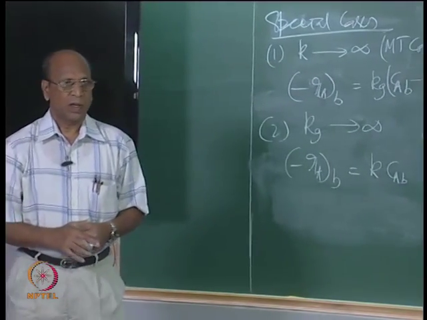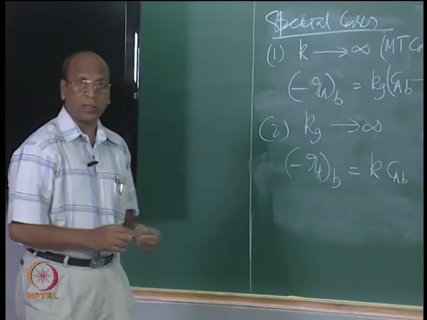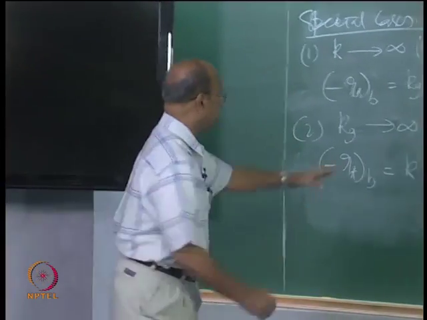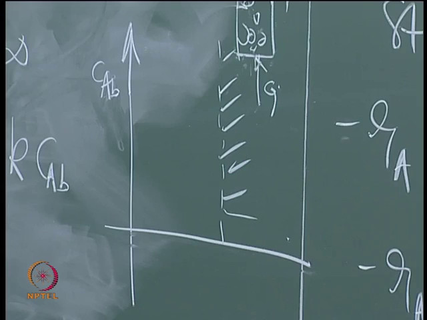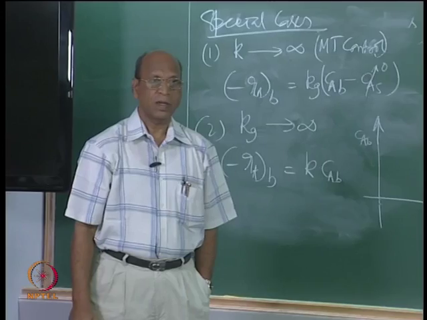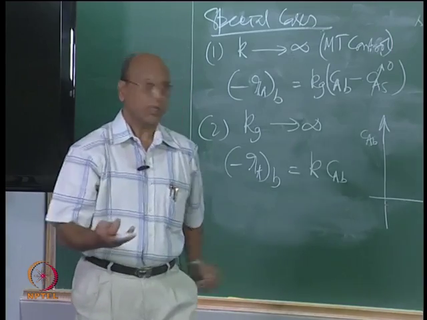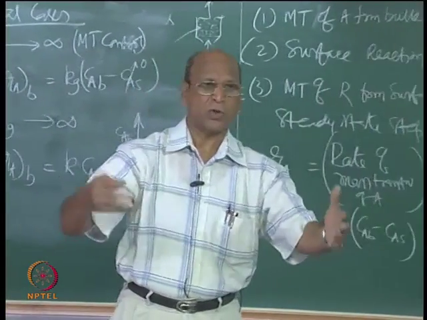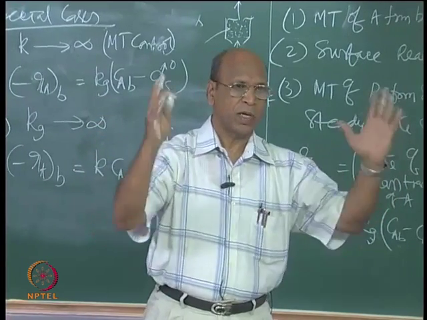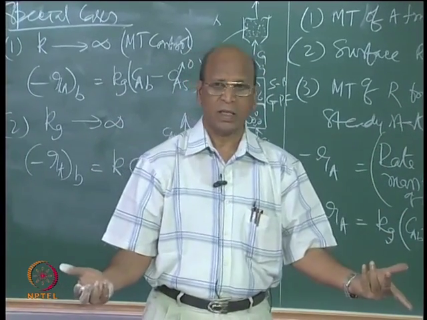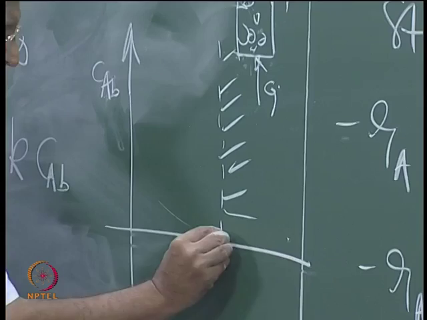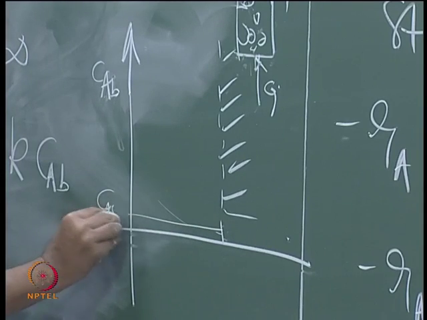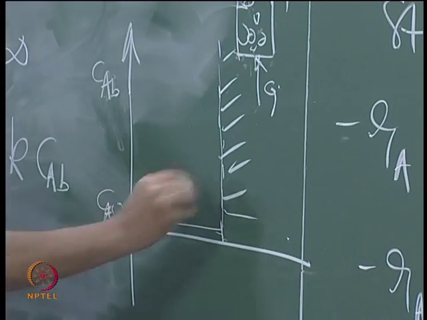Extremes. k equal to infinity, that means the reaction is very, very fast, right? So this is the surface. Here, what is the concentration on the surface? Zero. Idlis, remember idlis. Reaction very fast means you are very hungry. So you can eat any number of idlis, and on the conveyor belt you will not have any idlis left at all. That is zero. So it may go to almost zero like this. This is approximately C_As equal to zero on the surface. This is the surface.